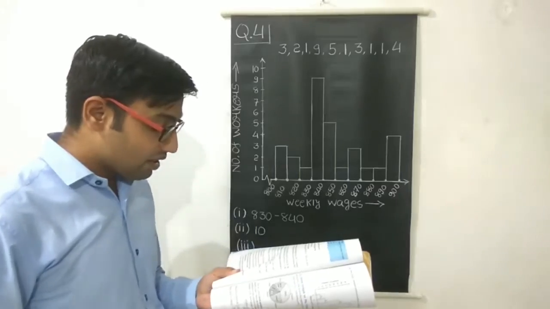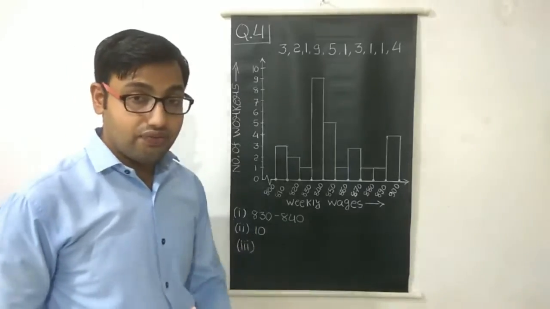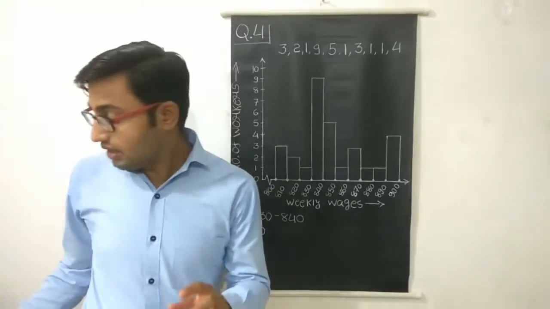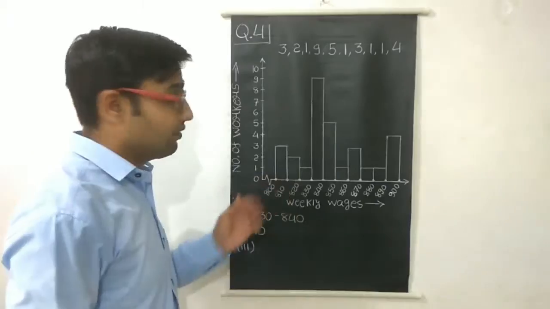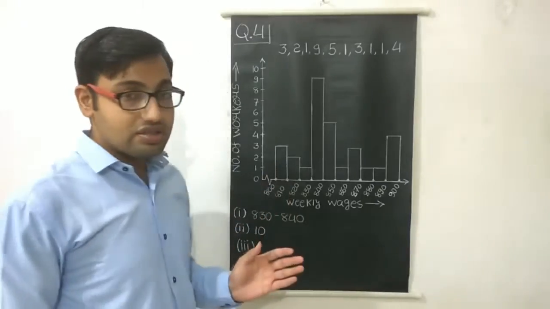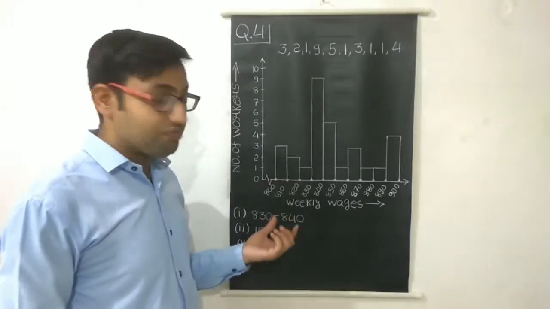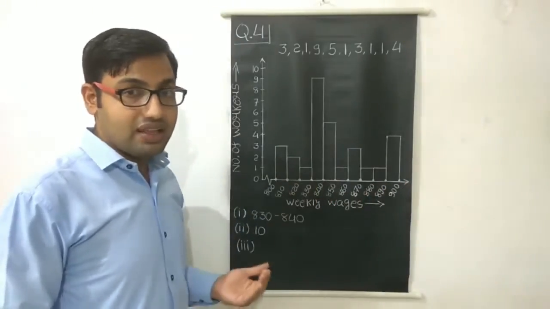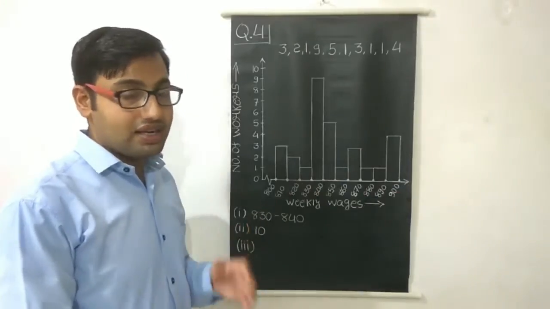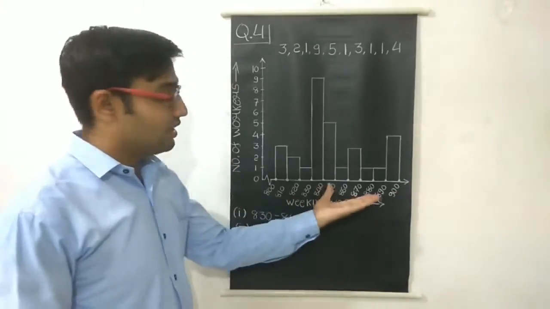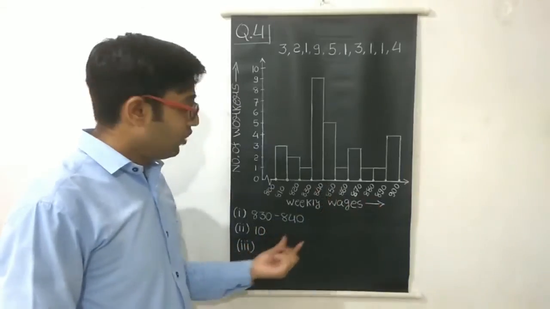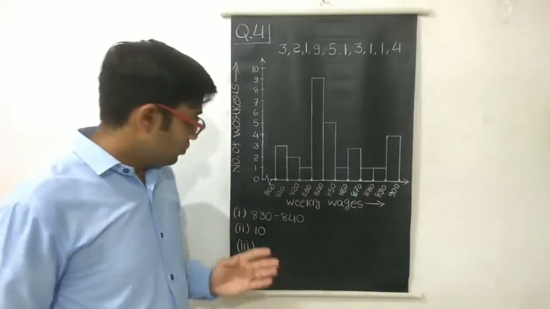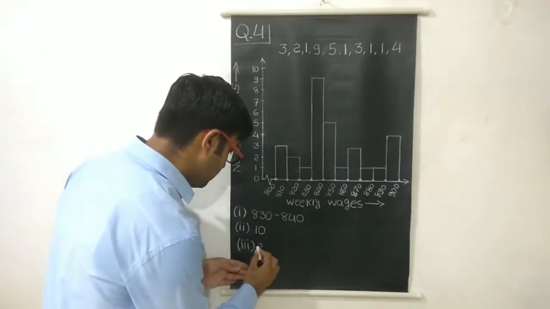Third one is, how many workers earn less than 850? See, we can answer this question in two ways. First one is, we know that the total number of workers is 30. Out of that, 10 workers earn more than 850. So whatever remains will get weekly wages less than 850, and the answer is 20, because total workers are 30, 10 workers get weekly wages more than 850. So how many workers now remain? 20. So this is the answer of the third question.